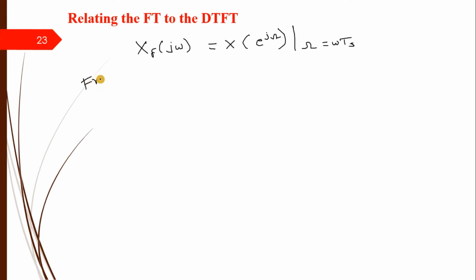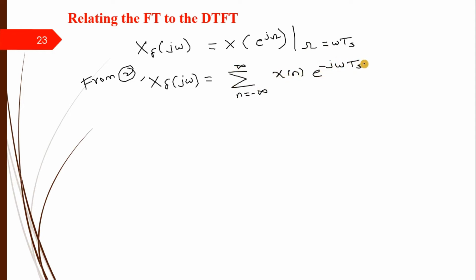From 2, capital X of delta j omega is equal to this itself. So from 2, I write the equation in the same manner by substituting omega equal to small omega ts. That's it. X of n e raised to minus j omega ts n. That's it. Okay, this is an important derivation.